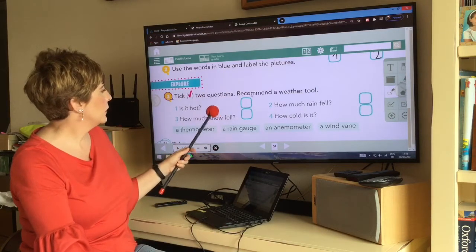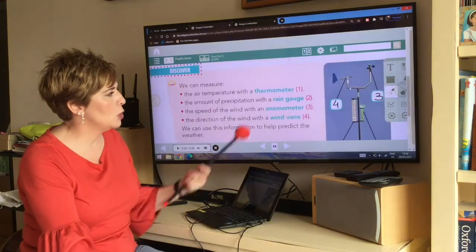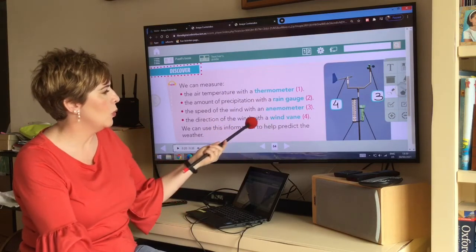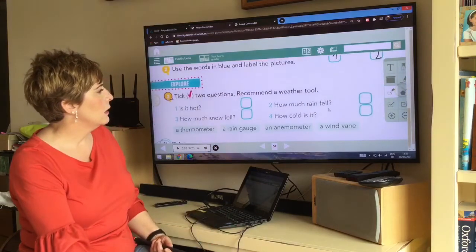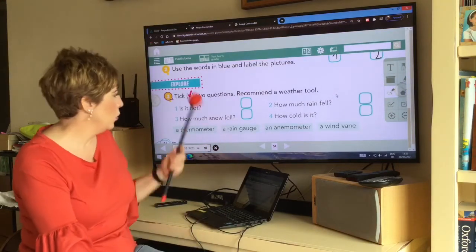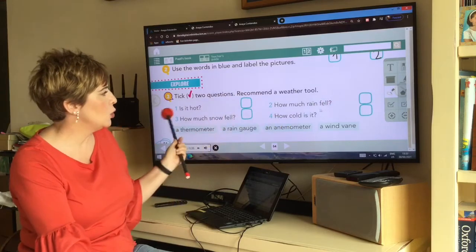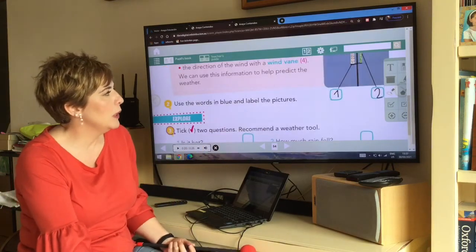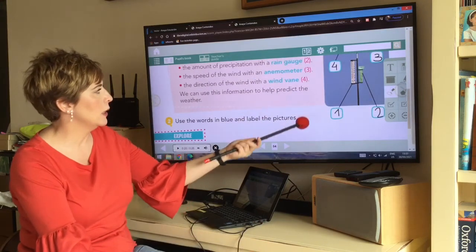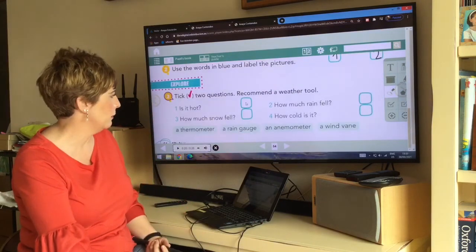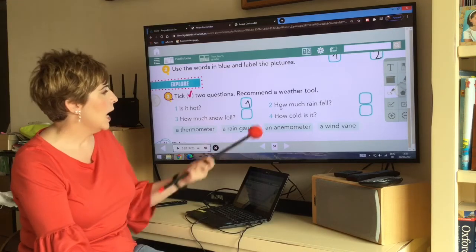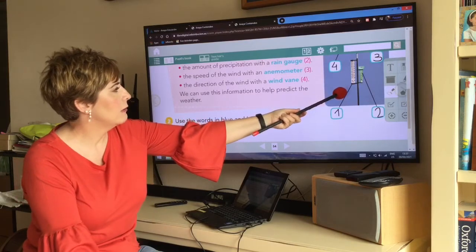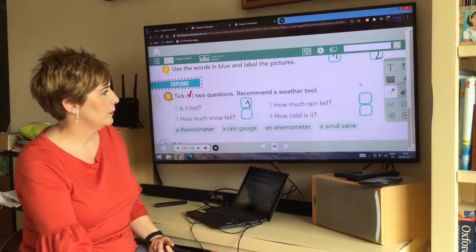Let's see. We have to use a thermometer, a rain gauge, an anemometer, or a wind vane, and we have to decide which one is the best to measure this. If it's hot, how are we going to know it's hot? Because we are going to measure it with a thermometer. How much rain fell? With a rain gauge. Number 2.